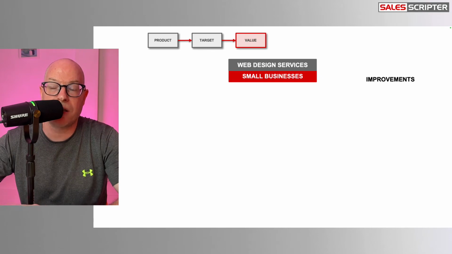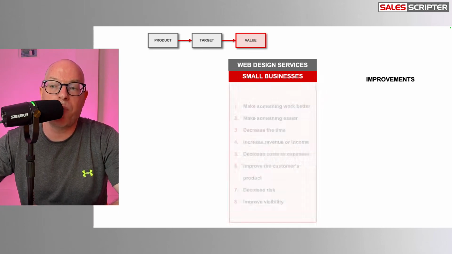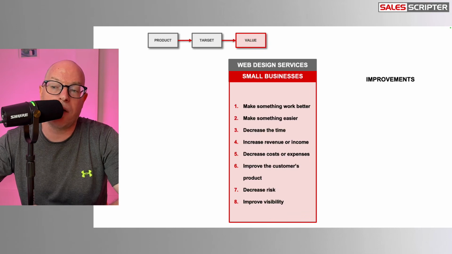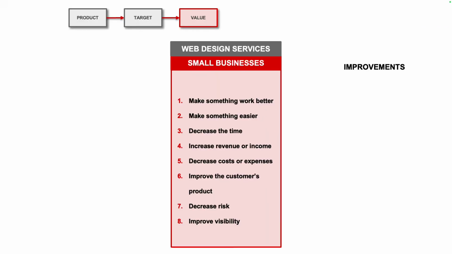So to demonstrate this with our demonstration product, when we sell web design services to small businesses, what are some improvements we can deliver? And we can look at our cheat sheet here and think about, okay, do we help to make something work better, make something easier? And so if we go through our list, we might come up with a few improvements.